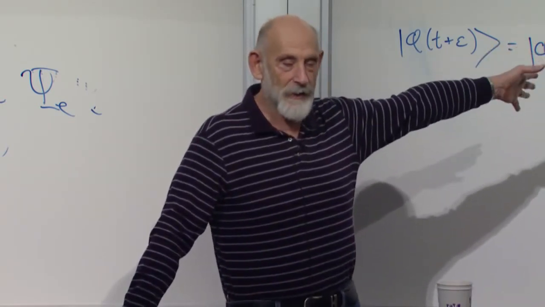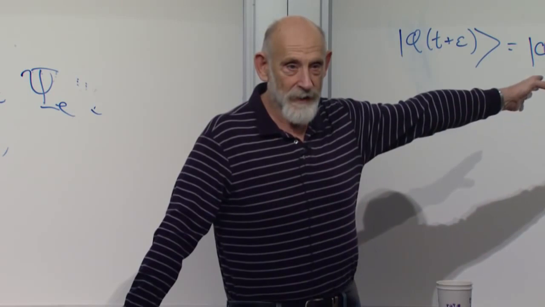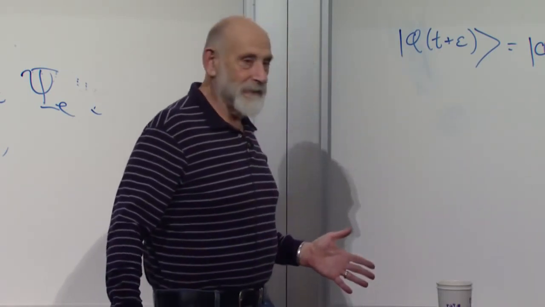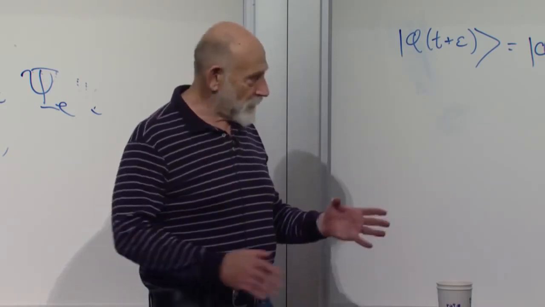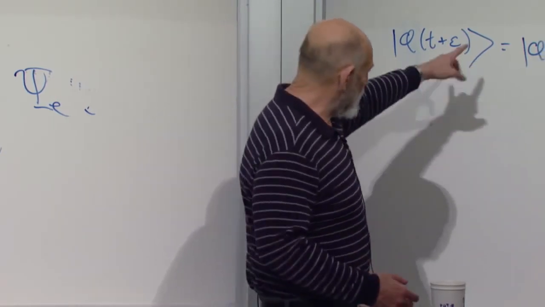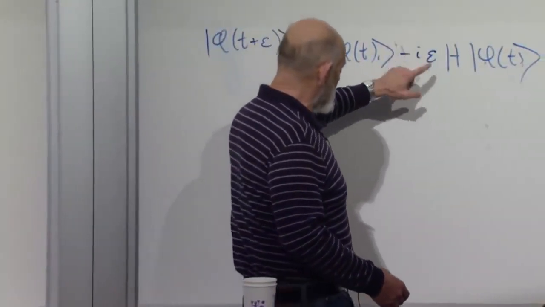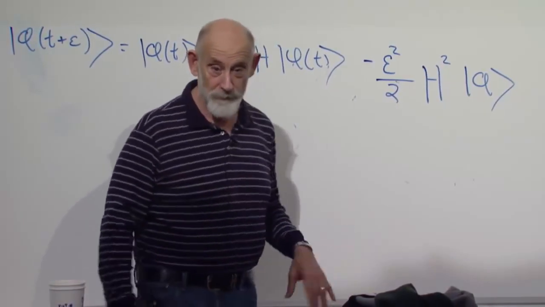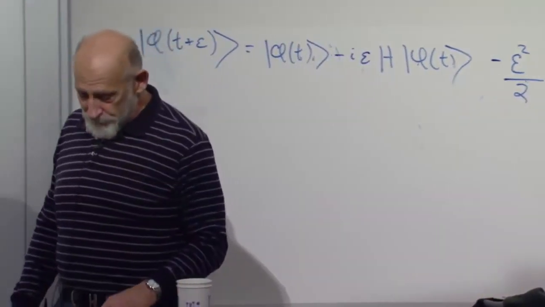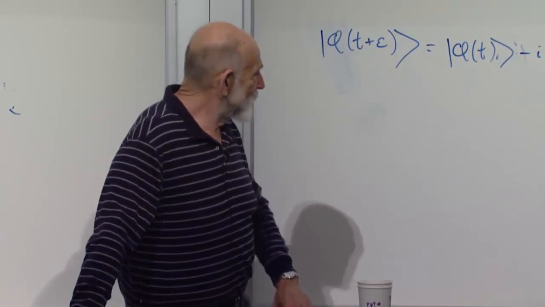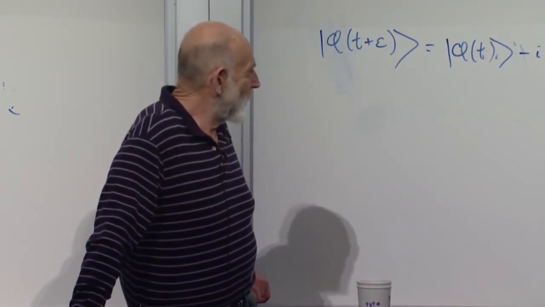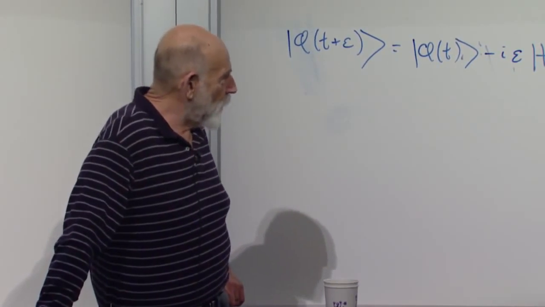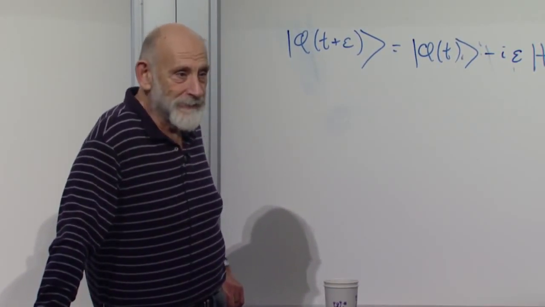Basically, we're calculating e to the i h t by expanding it out in powers of h. E to the i h t is the time development, and that's what we're expanding out here: 1 minus i epsilon h minus epsilon squared over 2. This 2 is the 2 of the exponential expansion. What's the next term? I guess it's plus i epsilon cubed, h cubed over 3 factorial. Right.